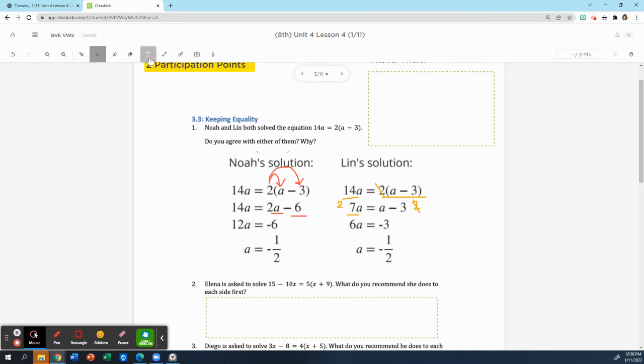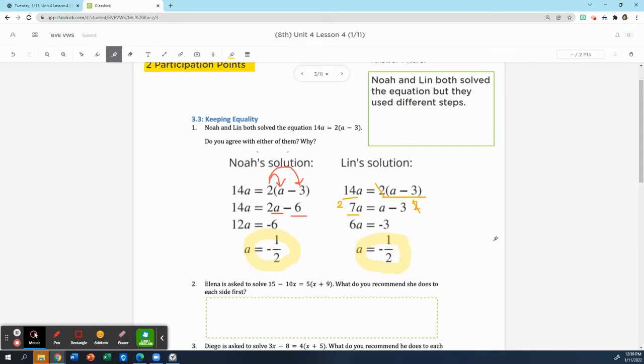Either way, their explanation is correct and their final answer is correct. One way to summarize this is Noah and Lynn both solved the equation, but they used different steps. And we can tell this is true in part because they both ended up with a equals negative 1/2, which is the correct solution.